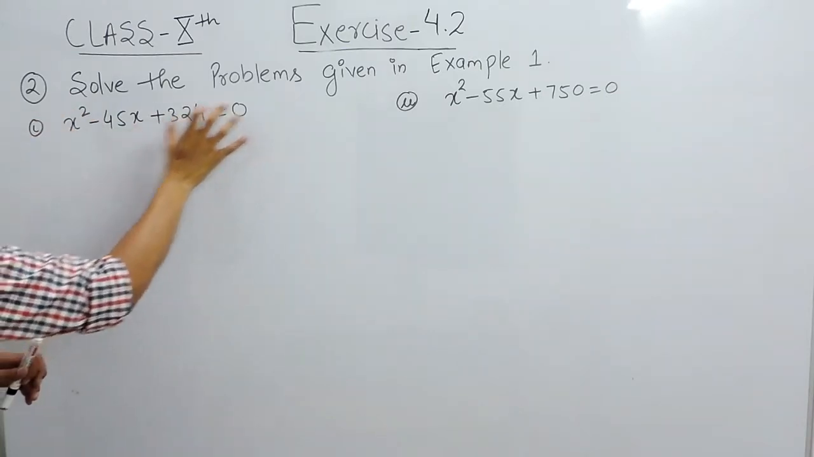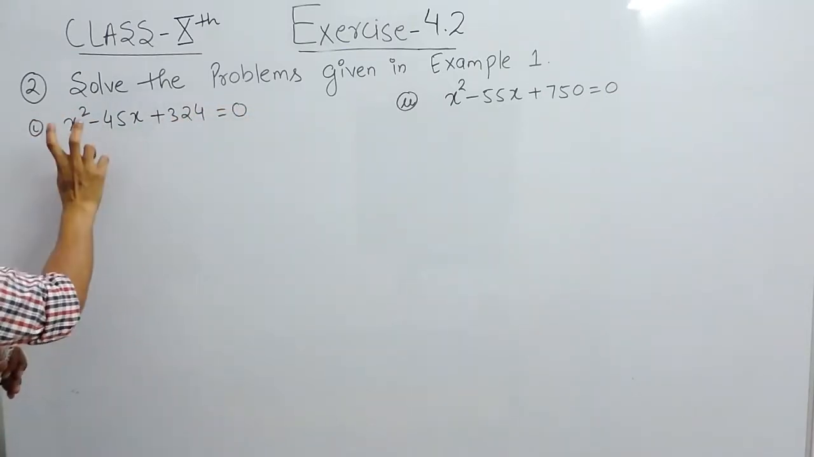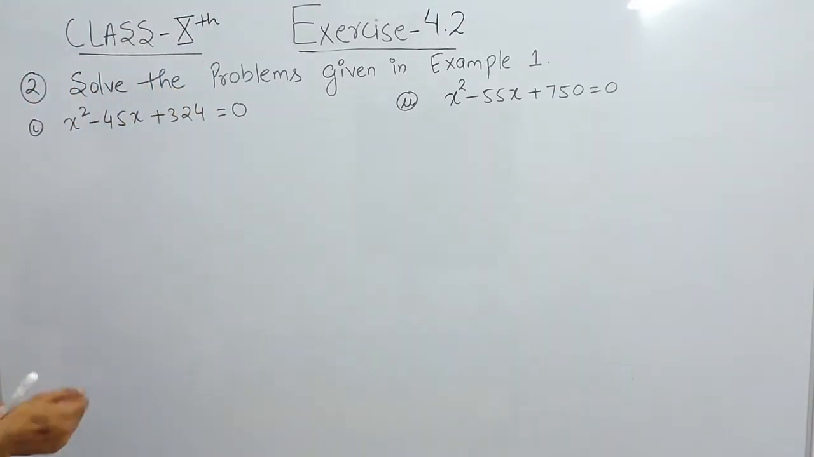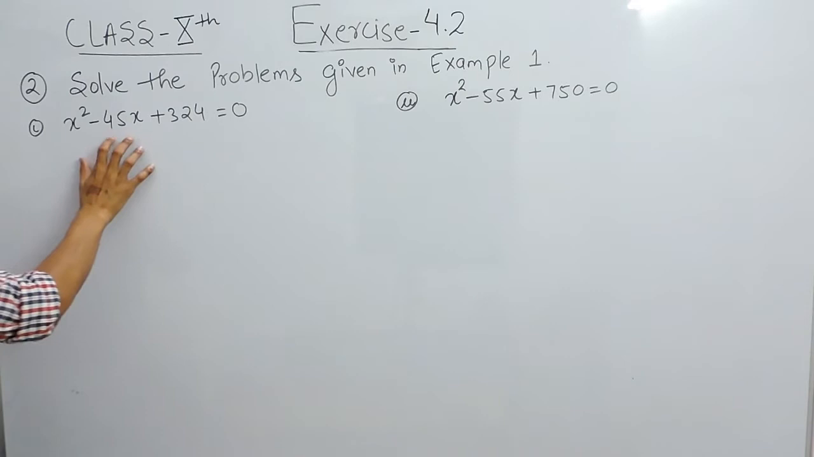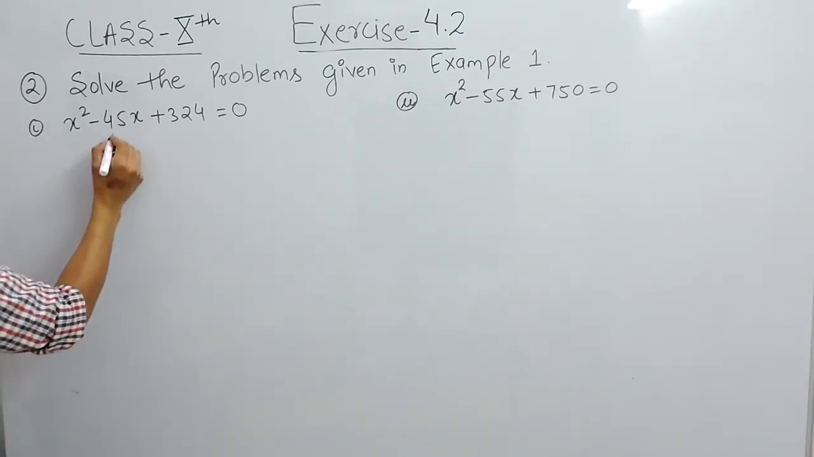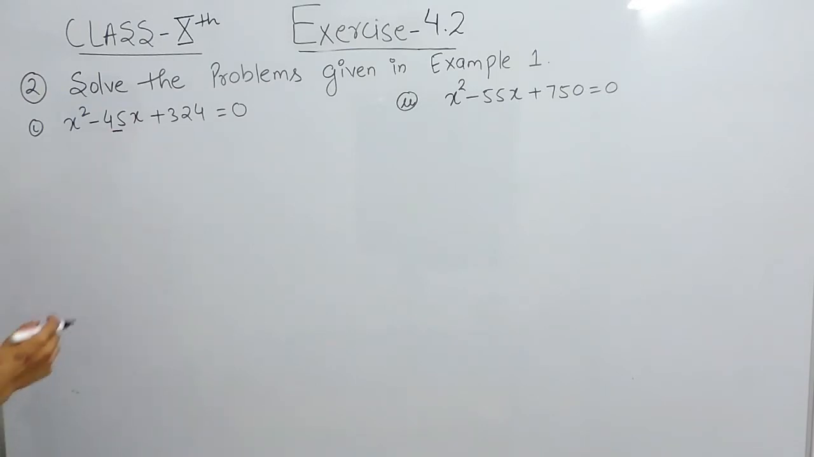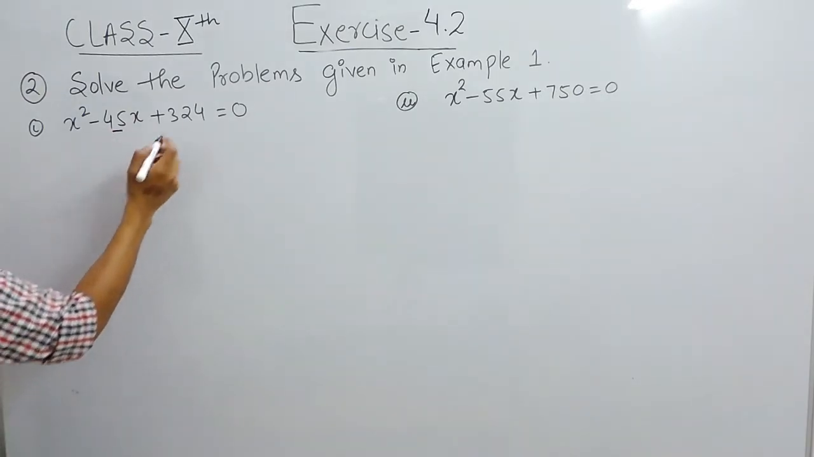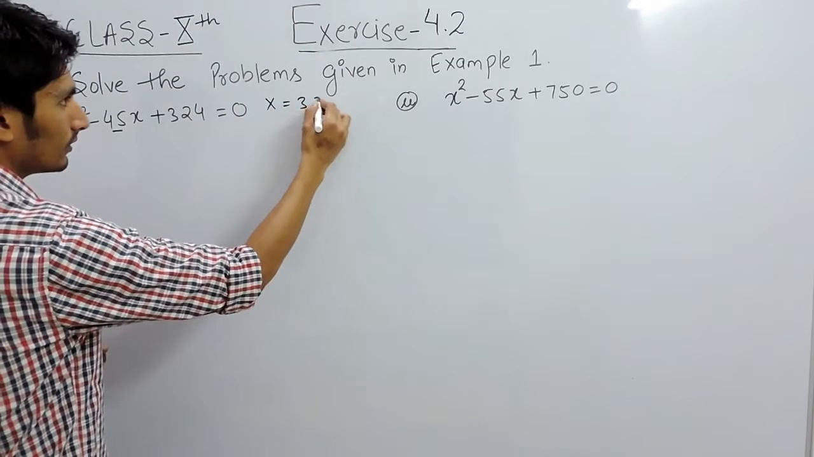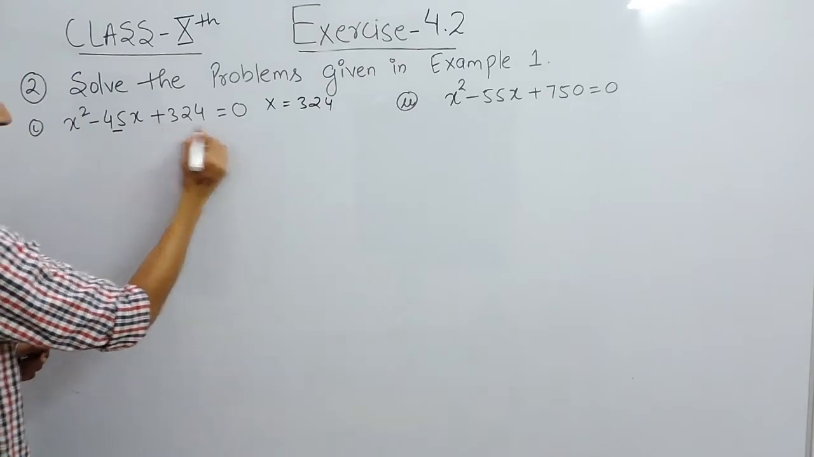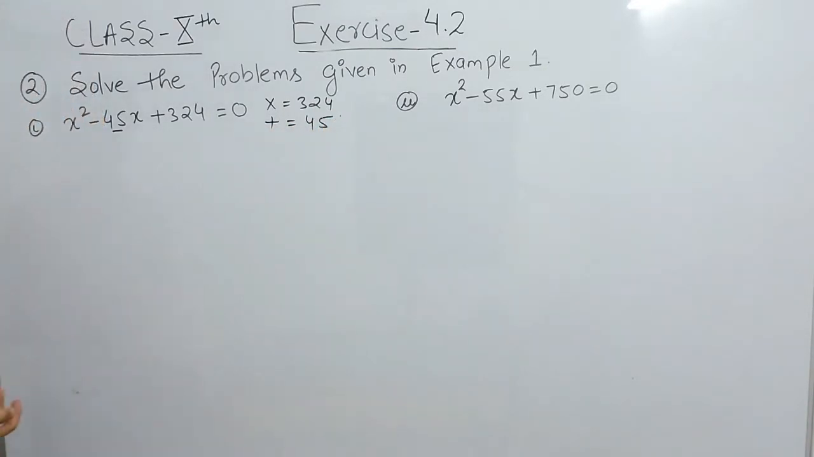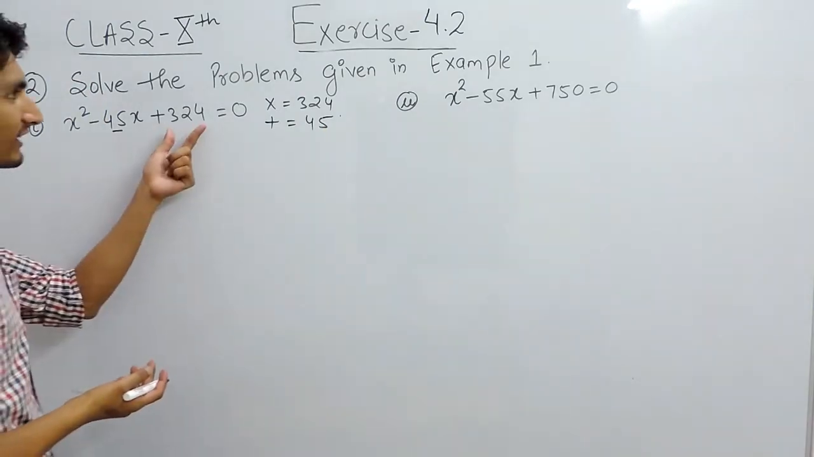I am only solving it, or you can say I am finding the value of x for this part and again the value of x in another part. So in this case again you have to factorize to solve the problem, and for the factorization you have to split this into two parts such that their multiplication is 324, and because of the plus sign, their addition must be equal to 45.